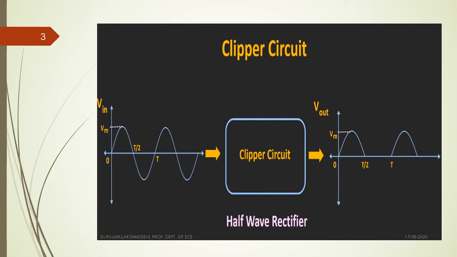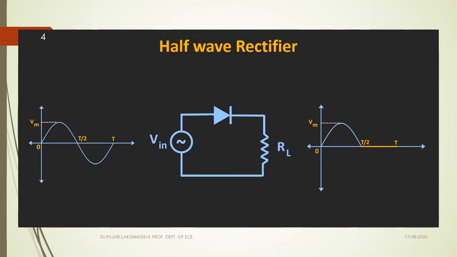Coming to the next, the half wave rectifier circuit diagram. If you observe, this is the sinusoidal input we have given, this is the diode, and here a resistor is connected as a load. Once we have given the sinusoidal input, at the output of this we have only half of the waveform.